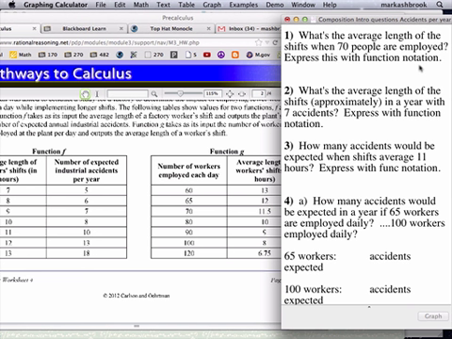Function f inputs the length of shift and outputs the number of accidents per year. g is a function of the number of workers employed each day. That's the input. Its function is to give the average length of the shift for the given number of employed workers. So the more workers you can employ, the shorter you can make their shifts. More workers, shorter shifts. So that's the f function and the g function.